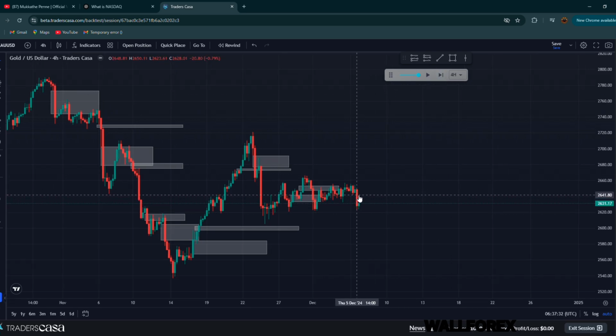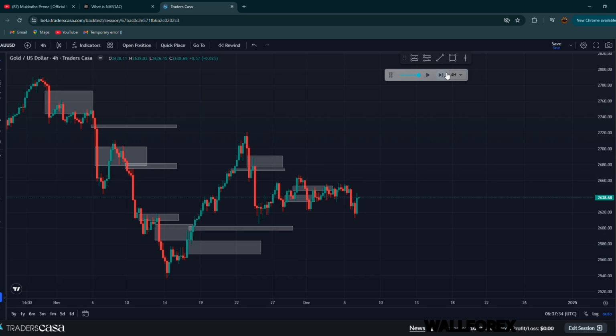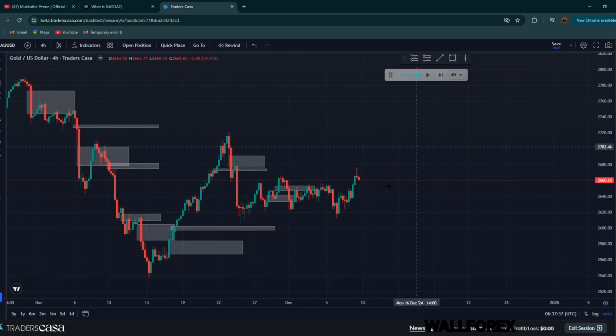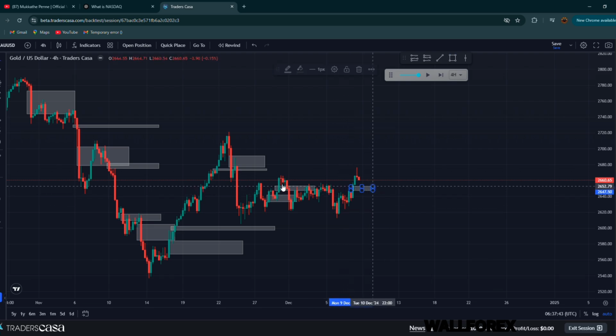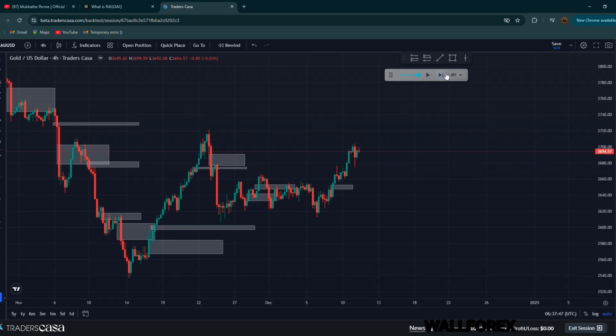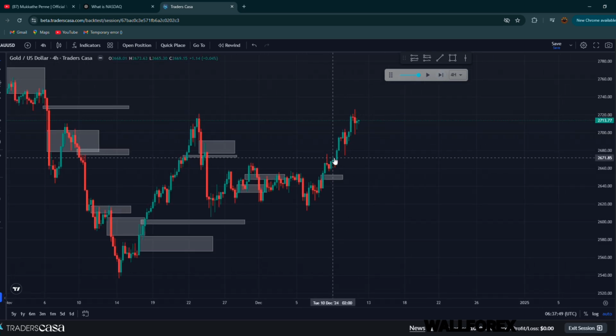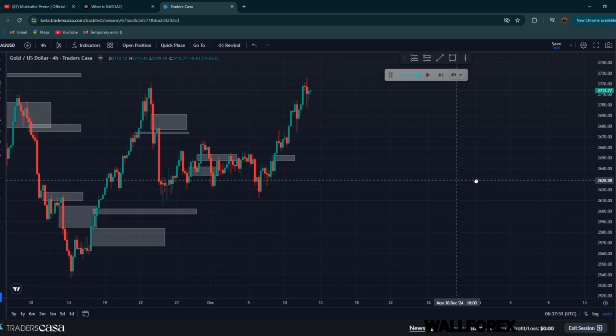We got a bearish FVG here. Let's see if it gets respected. No, it's not respected, it's disrespected. And we got another fair value gap here also. The price just moved above, and this bullish fair value gap got respected.